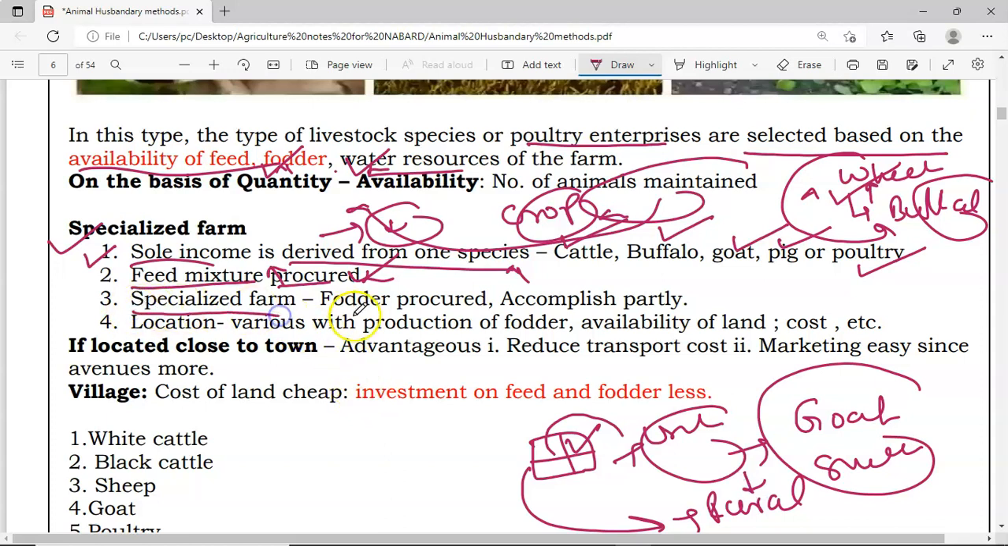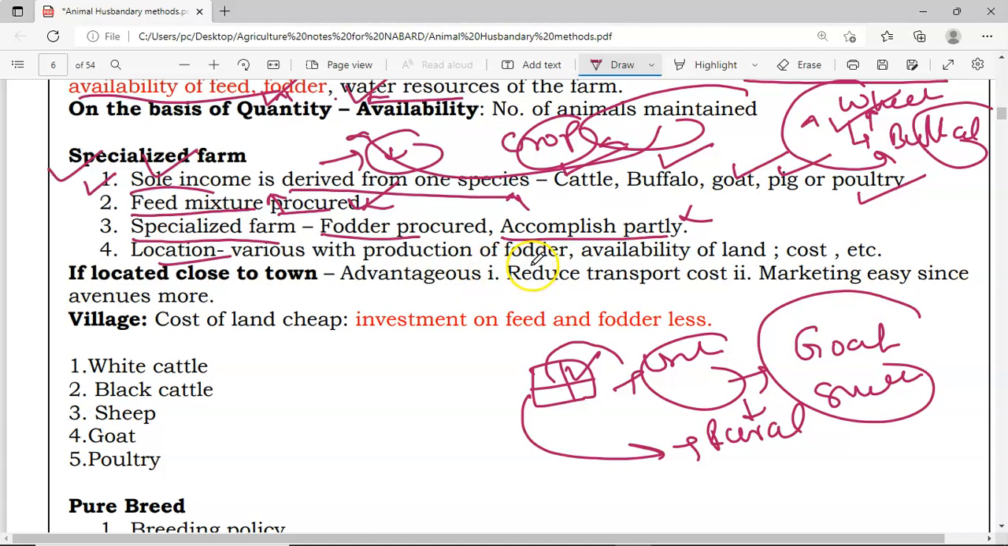Under this specialized farm, the fodder is procured partly, and the location of the specialized farm depends upon the production of the fodder, availability of the land and the cost. For example, if you are purchasing land in a highly developed urban area, the cost of land will be higher, and the transportation cost of fodder from the rural area to this urban area will also be higher. So this cost will play an important role in specialized farming.